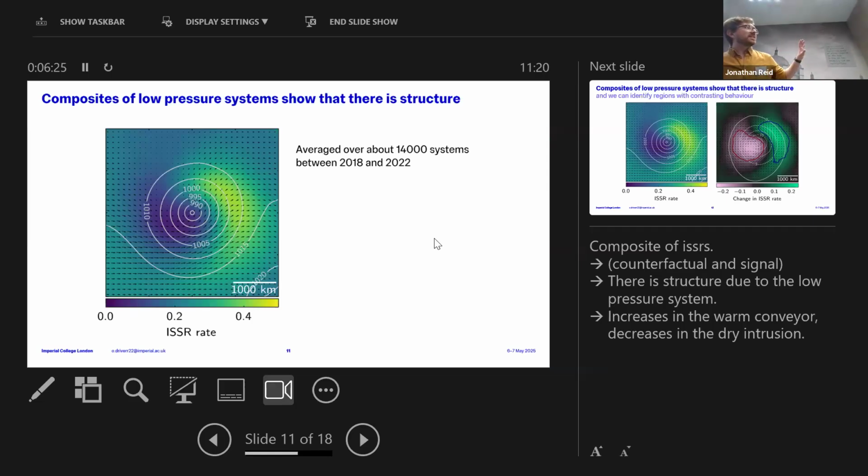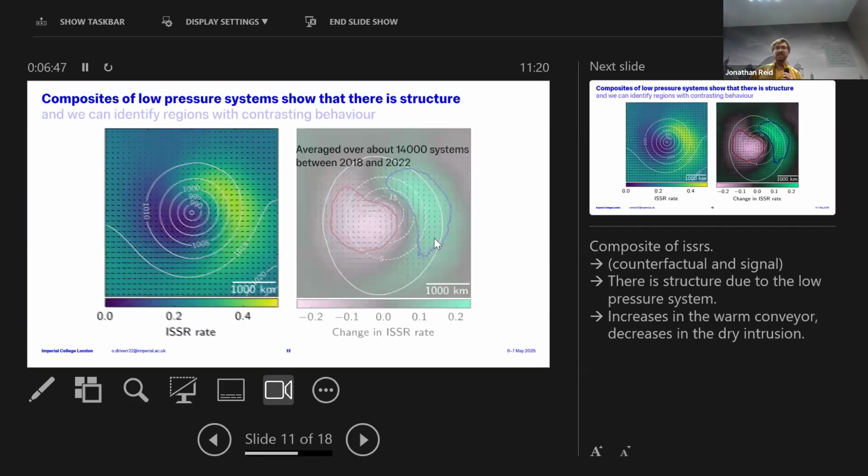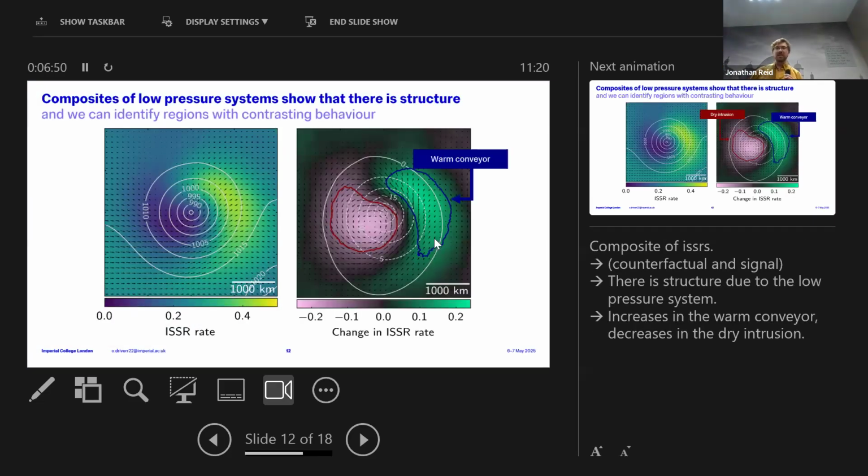So you can clearly see that there's structure to the ice supersaturation occurrence rate around these weather systems, and in particular, even averaged over so many systems, you get a dry zone and a more humid band coming up the side. So we isolate the signal due to the weather system without any of the background. And this is what we get. We get the dry and the humid.